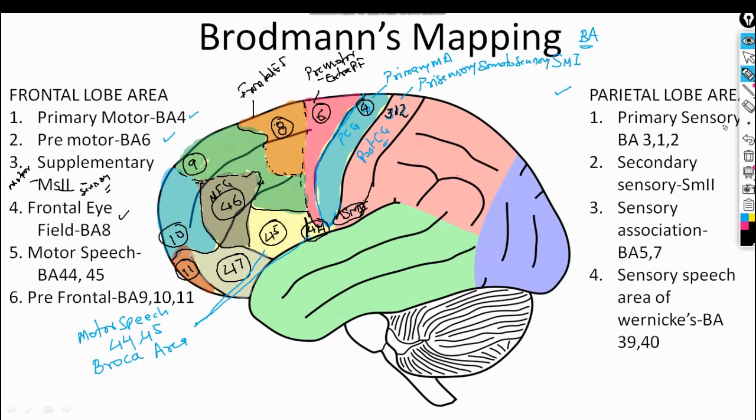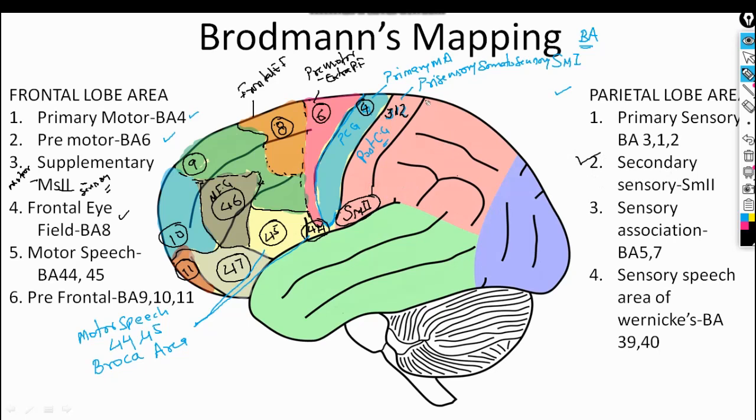Let me write down more clearly. See, it has to be capital S, the small m, and then number 2, and this is the secondary sensory area. Clear?